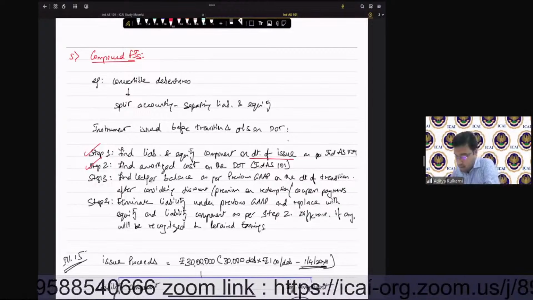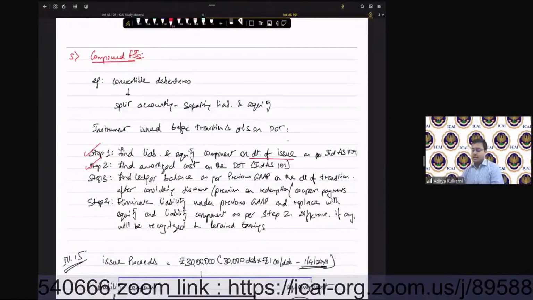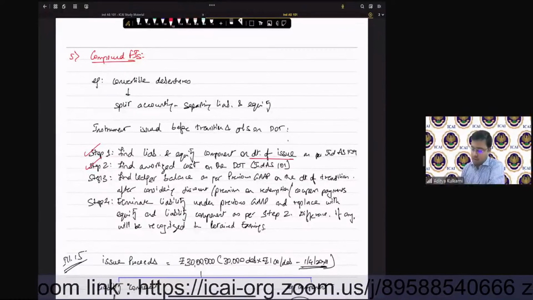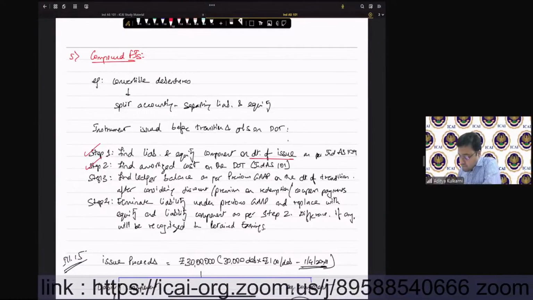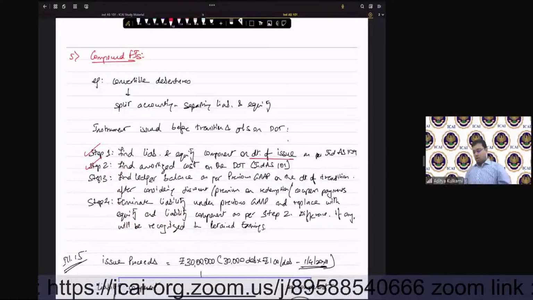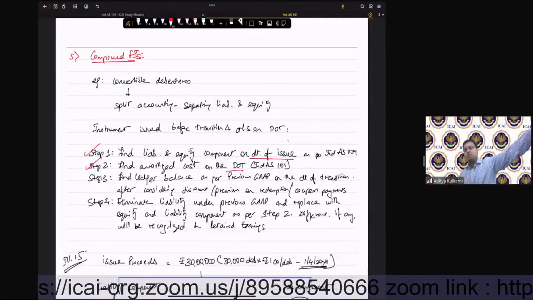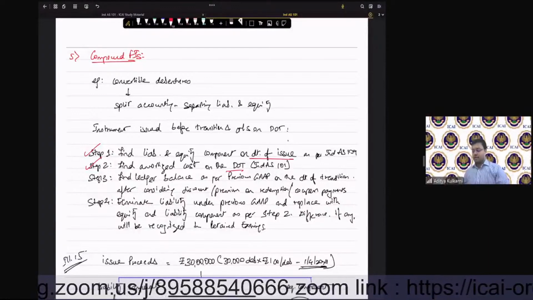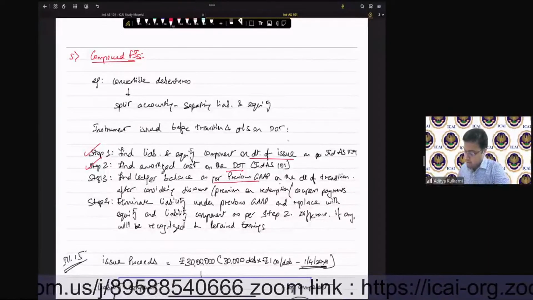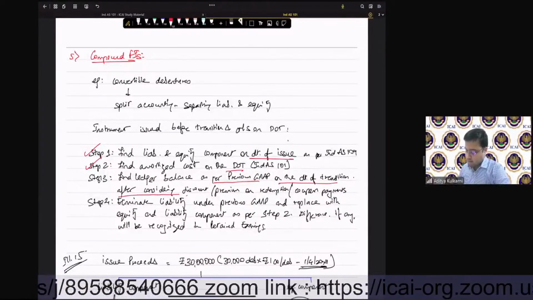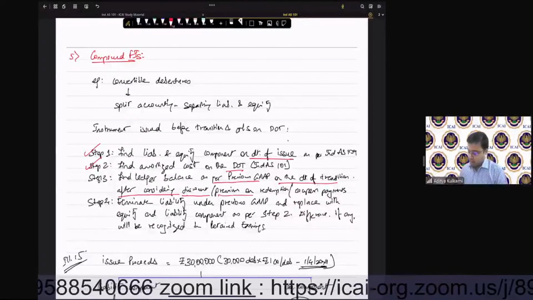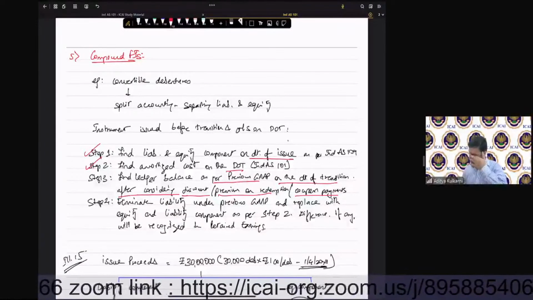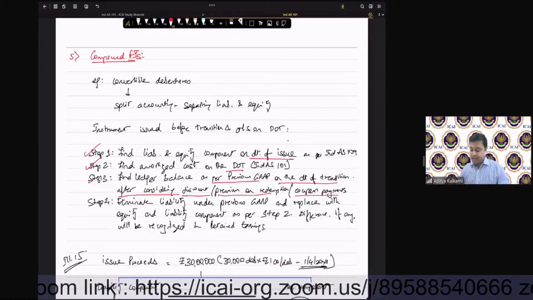Next, compound financial instruments like convertible debentures, etc. These are split accounting. So find the liability and equity component on the date of issue. Find amortized cost on the date of transition. That means right from inception you go on adding the interest, and then whatever is paid, you go on adjusting until you reach the date of transition. Find the ledger balance as per previous GAAP on the date of transition after considering discount, premium on redemption, or coupon payments. So this is the third step, finding of ledger balance.